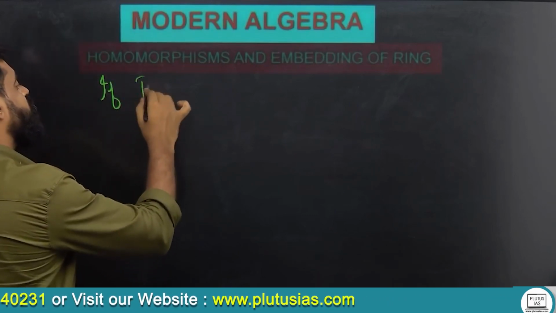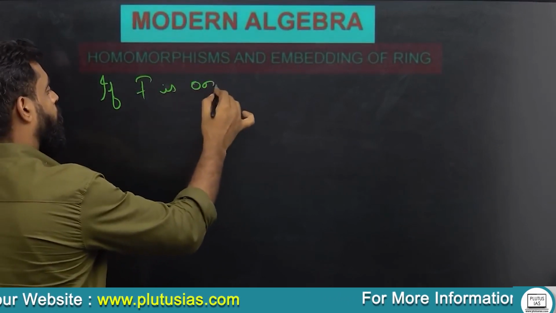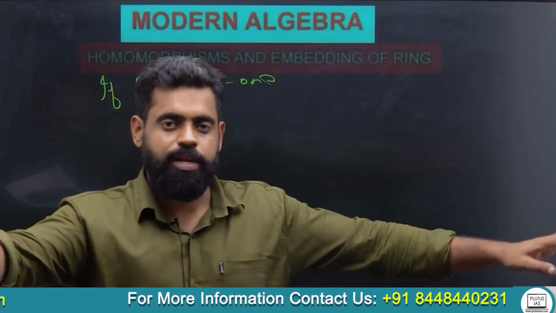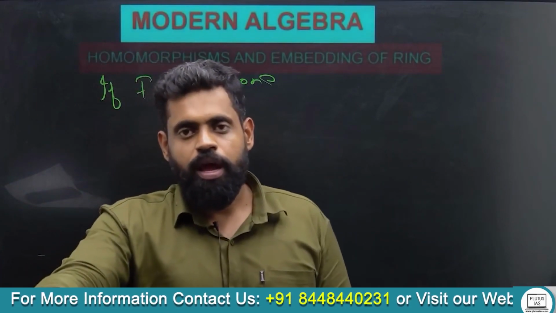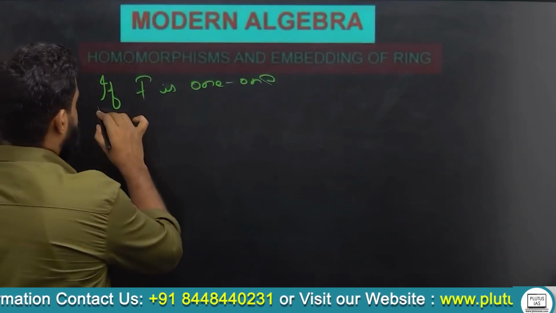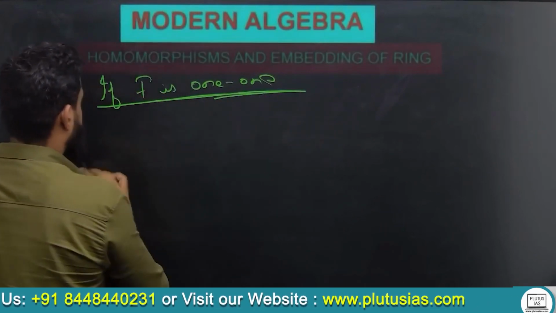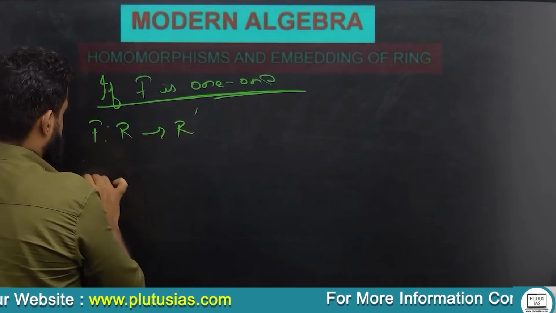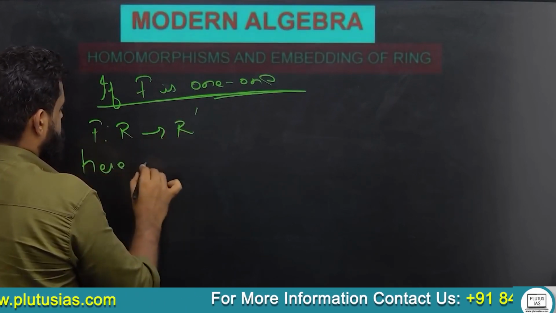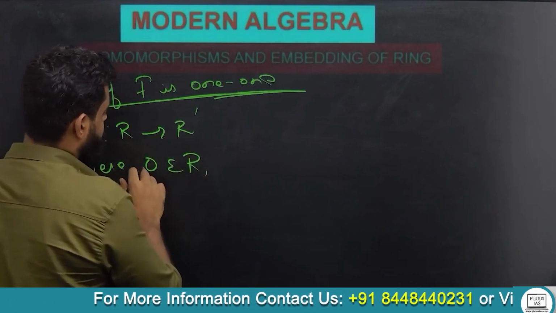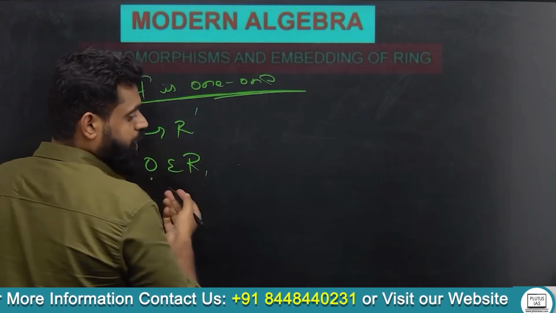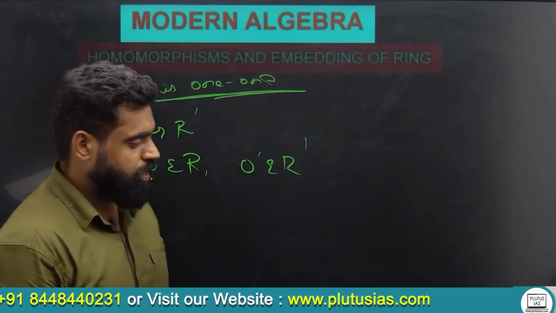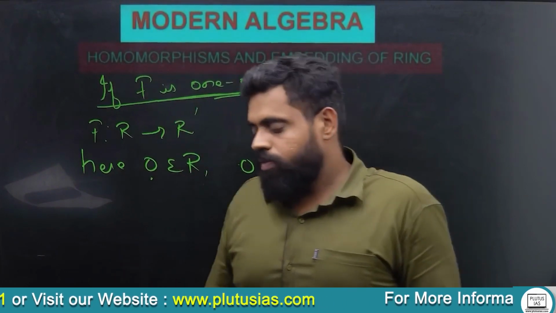We suppose that f is 1-1. We have to show that the kernel of f doesn't contain any element other than 0. For this, you first have to understand that here 0 belongs to R, the additive identity of R, and 0' is the additive identity of R'.